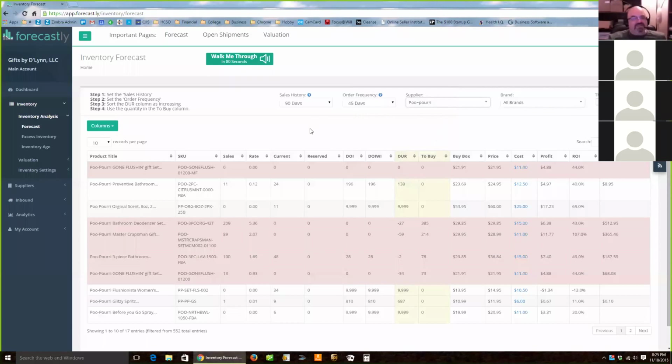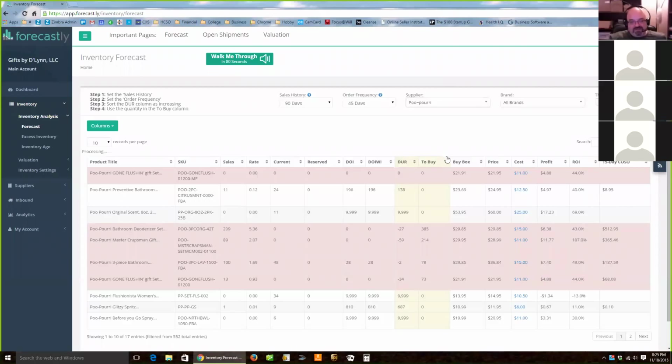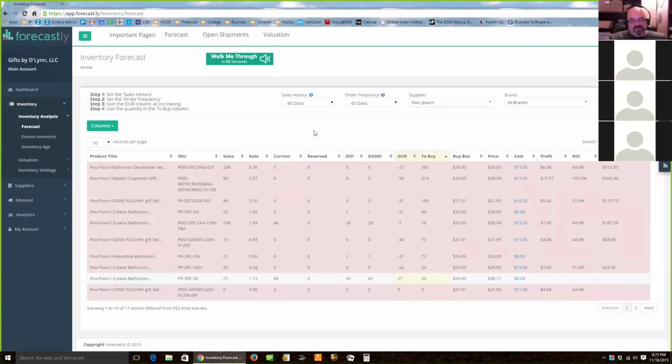But essentially, if you want to do a reorder, you come in and select the supplier. You select the to buy column, and it will show you how many you need to buy. So this one is saying I need to buy 385 of these. I should have ordered 27 days ago. This one I actually have en route. So I'm not sleeping at the wheel here.